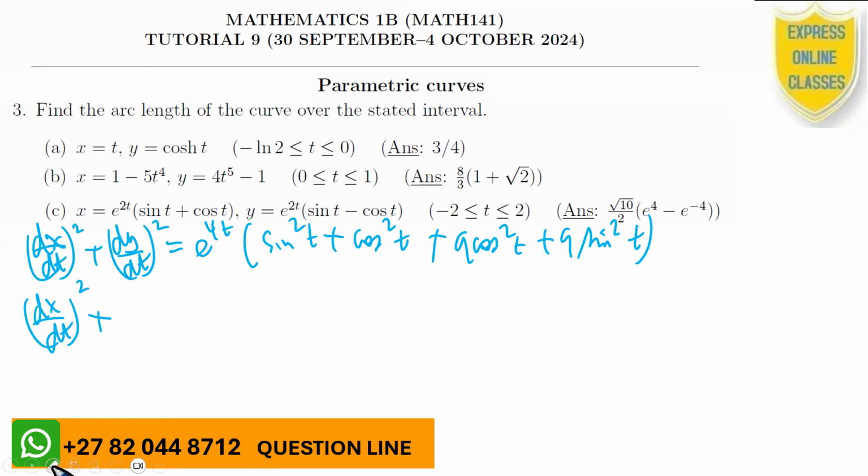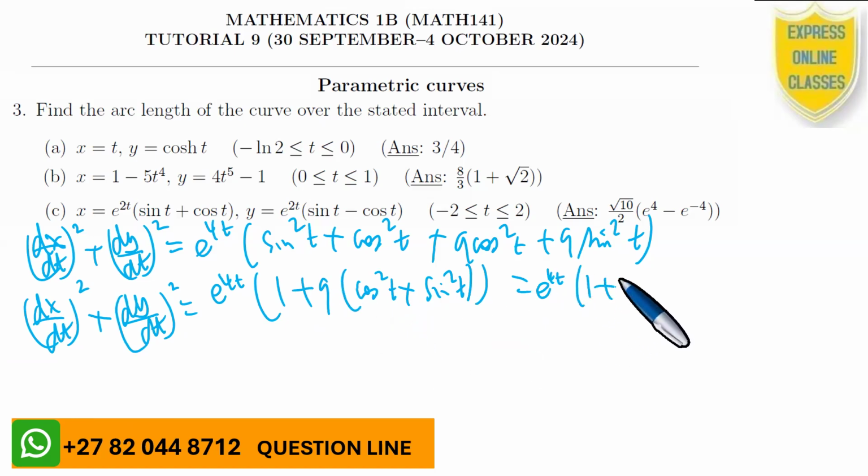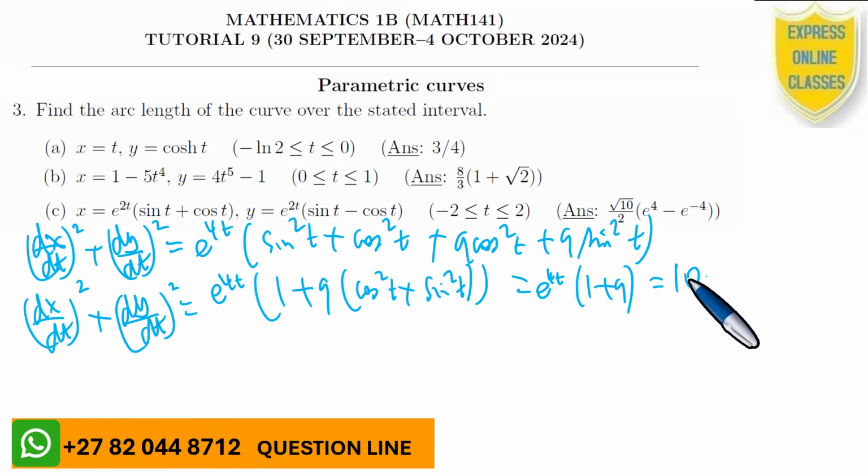Write that at the bottom. And then you have dy/dt squared, e to the 4t. Now the sine squared plus cosine squared is 1, giving us 9 cosine squared t plus sine squared t, e to the 4t. 1 plus 9, which is 10 e to the 4t.